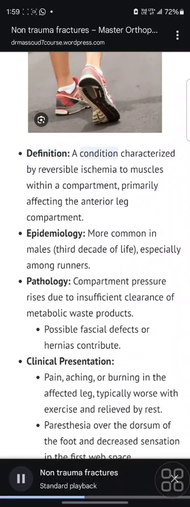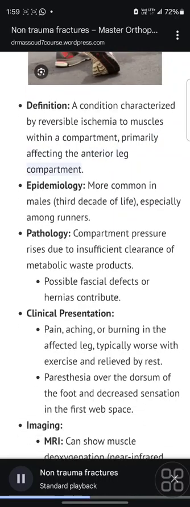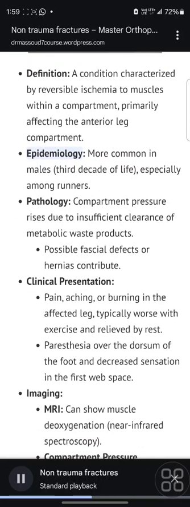2. Exertional compartment syndrome. Definition. A condition characterized by reversible ischemia to muscles within a compartment, primarily affecting the anterior leg compartment. Epidemiology. More common in males, third decade of life, especially among runners.